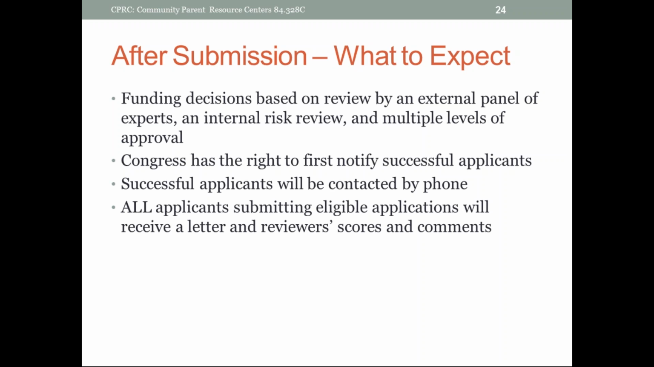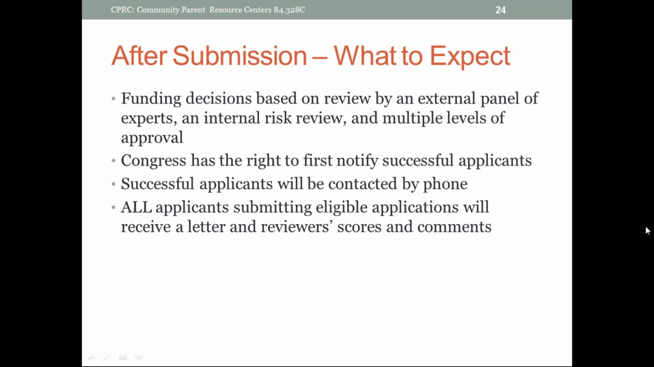Some Congress folks do that. They're very happy to get in contact with their constituents and send good news. Some Congress people get that but don't contact people. That's just up to them. But we cannot say anything until that period of time has passed.